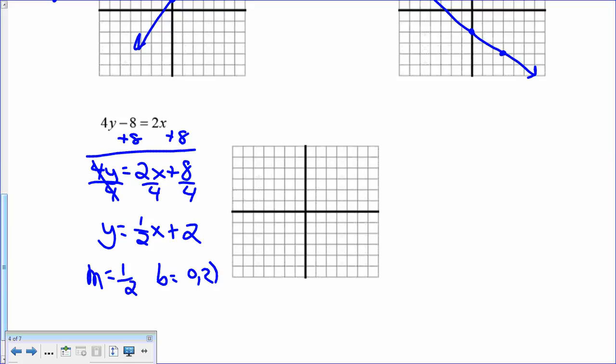So where do I graph the point 0, 2? Which direction is 2, up, down, left, or right, from here? Up. Right here. 0, 2. And now what is my slope? My slope is 1/2. So where are we going from this point? If the slope is 1/2, from this point I'm going up 1 and over 2, which puts me right there. And there is my line for that equation.